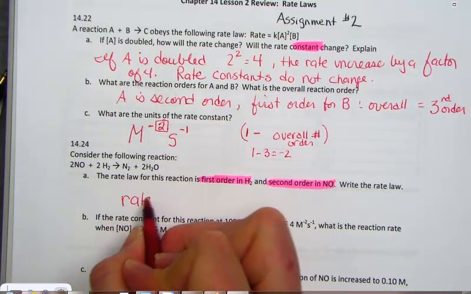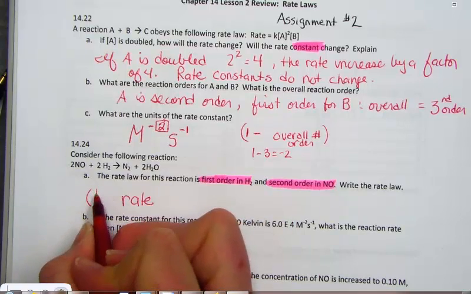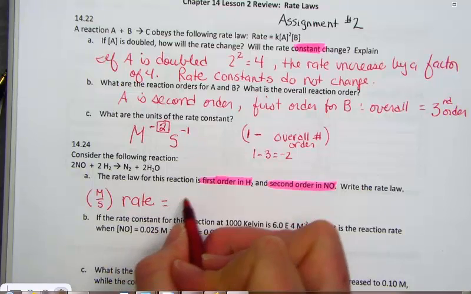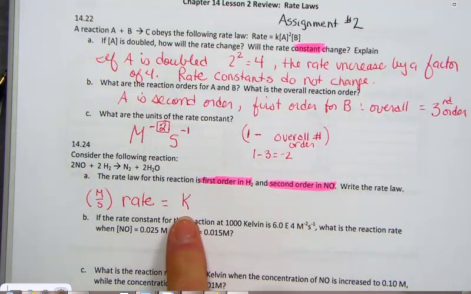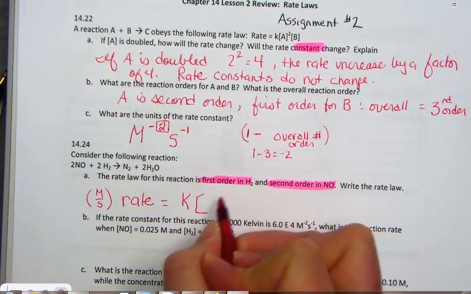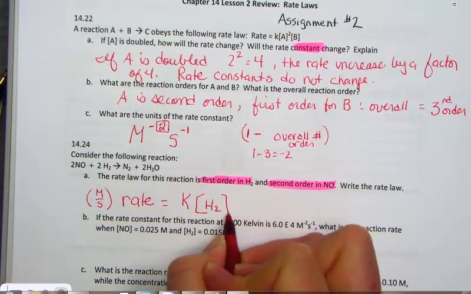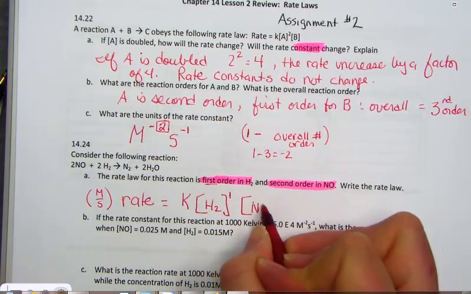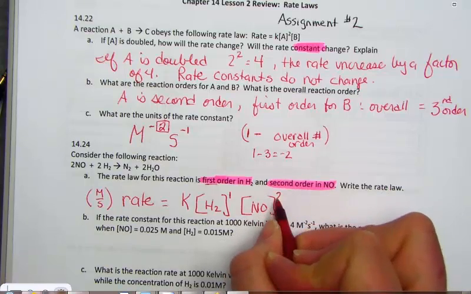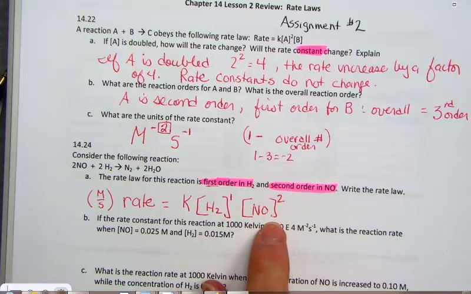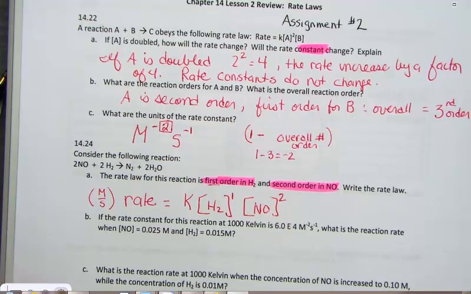Well, the rate law starts by saying the rate, remember the most common unit, a molarity per second, is equal to K, the rate constant, whose units are dependent upon the overall order, times the concentration of your first reactant, hydrogen, raised to the first power, times the concentration of the second reactant, raised to the second power. So first order with respect to hydrogen, second order with respect to NO, it would be third order overall.